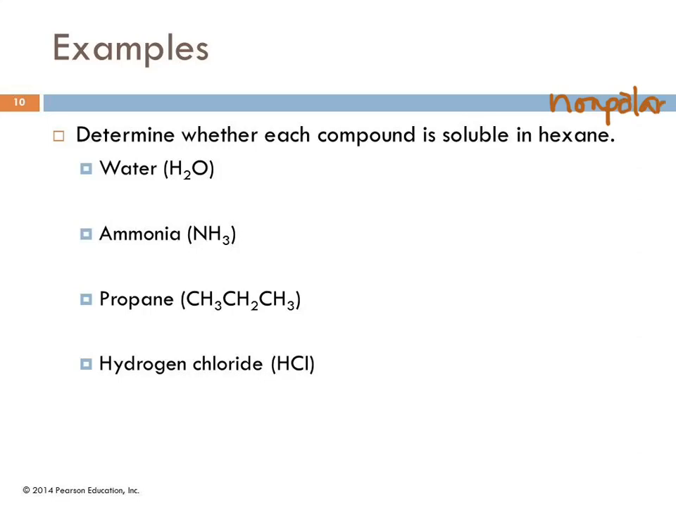So then we're going to look at each of these. Is water polar? Yes. Oh yeah. So polar and nonpolar, are those going to dissolve? No. Soluble? No. How about ammonia in hexane? This is also polar, because nitrogen has a lone pair, and so it makes that trigonal pyramidal shape, and it's a polar molecule. So that will not be soluble.